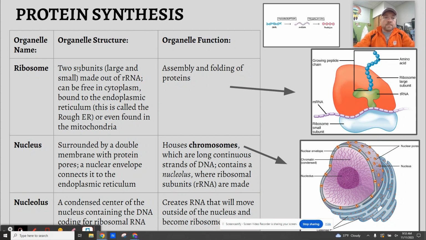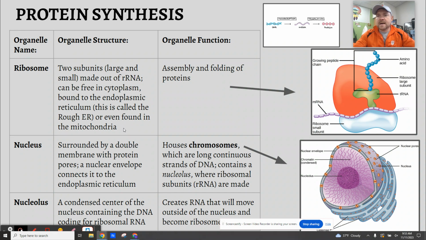The ribosome is actually made of two subunits out of RNA. So it's an RNA-based organelle. It has a large segment and a small segment down here, both of which are going to be made out of RNA. And they're bound to the endoplasmic reticulum. We'll talk about the ER, the endoplasmic reticulum, in a moment. But you're going to find these right outside of the nucleus in the cell.